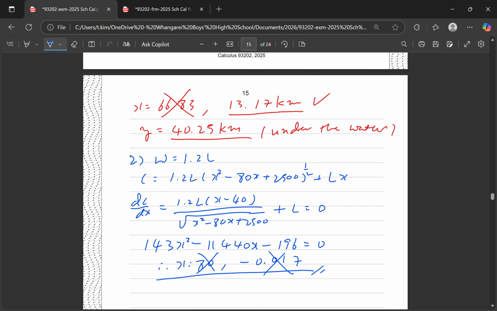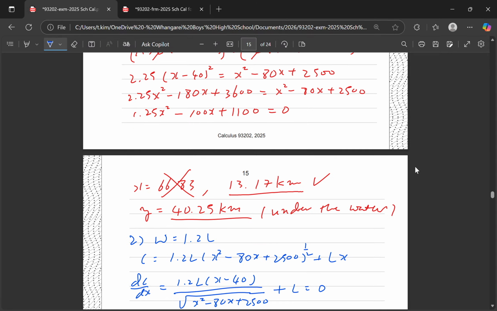So the answer is this. When x is 13.17 kilometers, y under the water should be 40.25 kilometers. So that should be the answer.